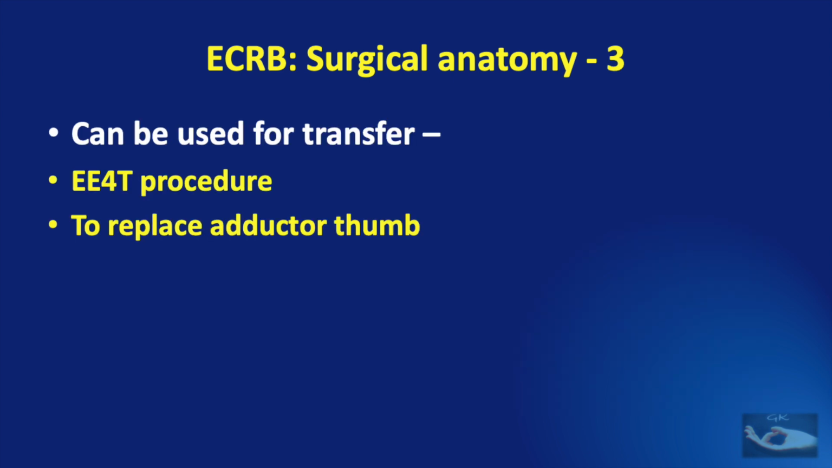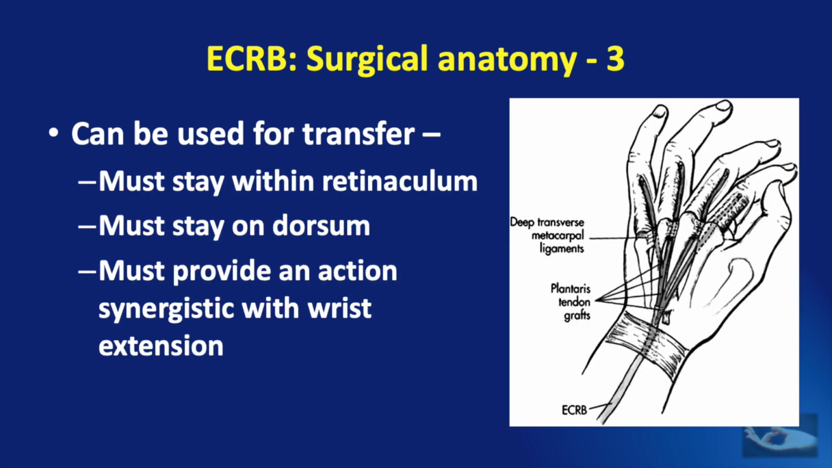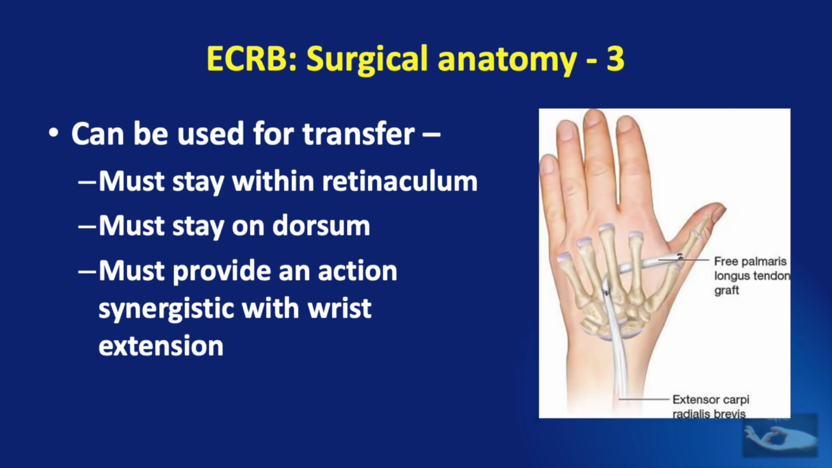Though the extensor carpi radialis brevis is so important, it can be used as a transfer either for the EE4T procedure or to replace the adductor of the thumb. Whatever transfer it is used for, basic principles must be followed to maintain the extension of the wrist by the ECRB. Hence, this tendon must stay within the retinaculum, must stay on the dorsum of the hand, and must provide an action synergistic with wrist extension.